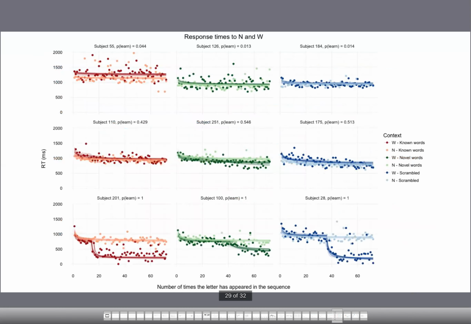I remember last time we were saying that the top panel are the ones that are not being classified as learners.